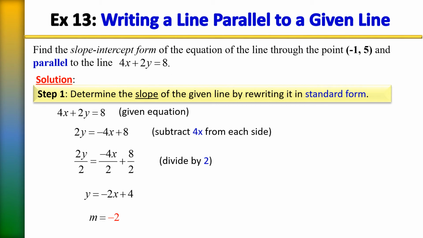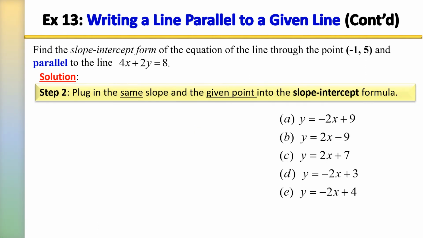So whether you use the slope-intercept formula or the point-slope formula, whichever one works best for you, in m's place, you're going to plug in a negative 2. In x's place, you're going to plug in a negative 1. In y's place, you're going to plug in a 5. So let's go ahead and plug it into one of those formulas so that we can identify what our new line is. For the purpose of this slide, I'm going to use the slope-intercept formula.